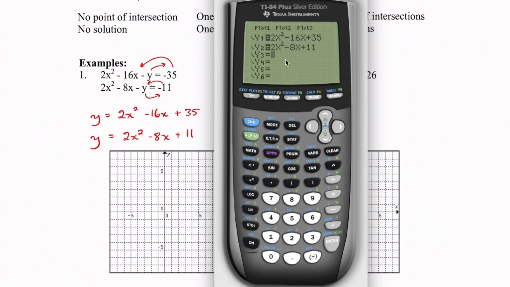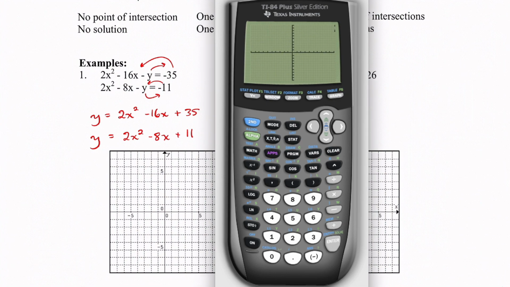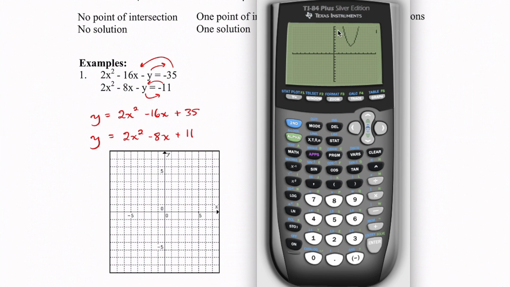So now that we have that entered, we can click Graph, look at our graph. So we got one parabola, and then our second parabola. So they both point up, and it looks like they intersect right there. So we're going to find that. We can click second, trace, intersect number 5, move over to the point. So we get to it right there, and then just click enter, enter, enter. And we get 3 and 5.